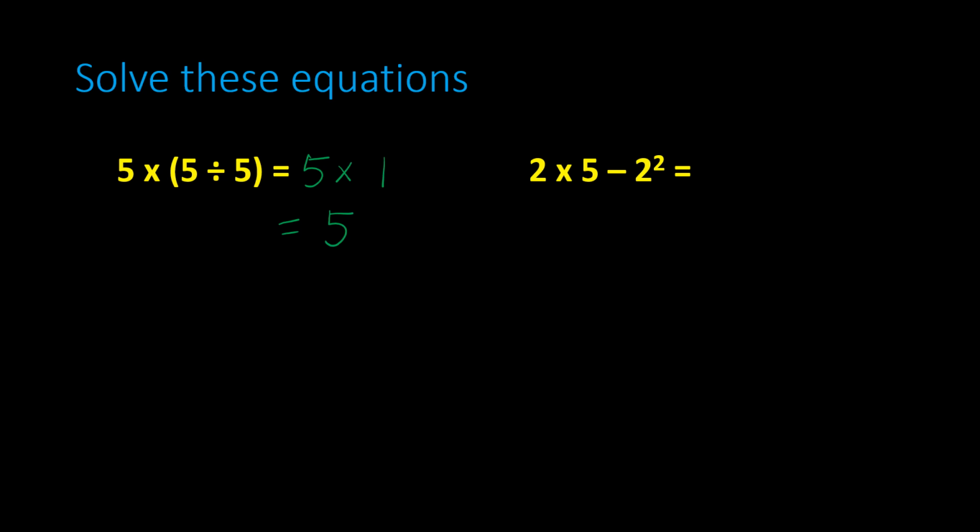Next example, we have 2 times 5 minus 2 to the power of 2. So we know that exponents come before multiplication. So 2 times 5 minus 2 to the power of 2, which is 4. Next, multiply comes before subtract. So 2 times 5 is 10, minus 4. And so the answer is 6.